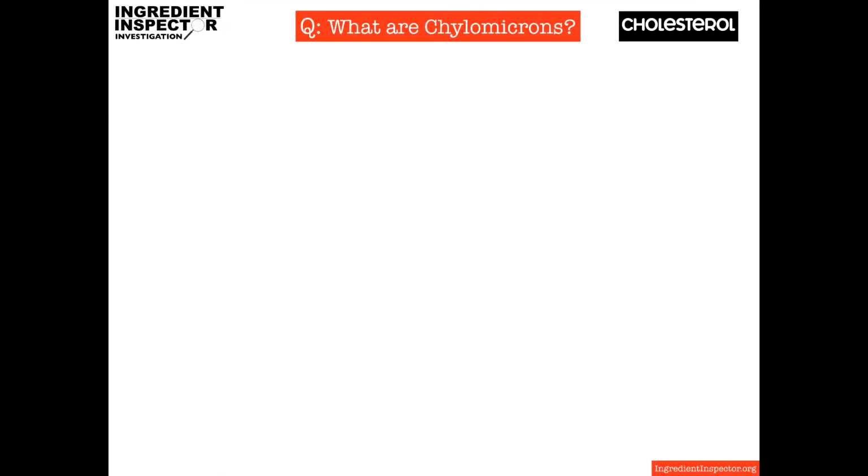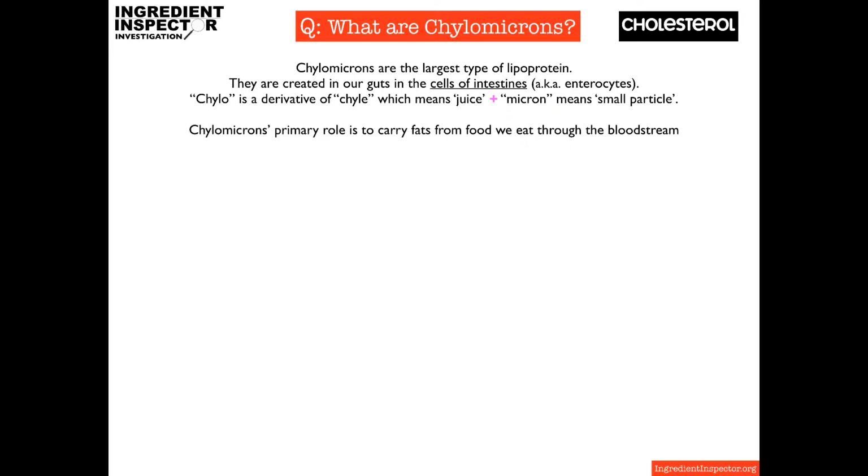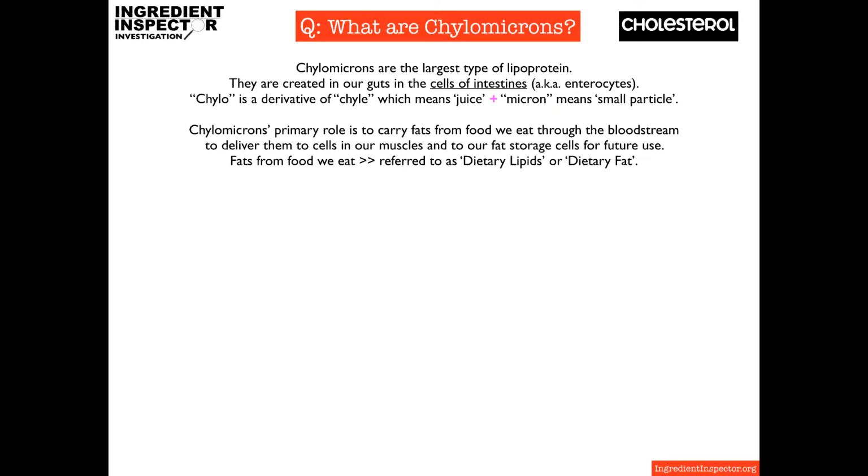What are chylomicrons? Chylomicrons are the largest type of lipoprotein. They are created in our guts in the cells of intestines, also known as enterocytes. Chylo is a derivative of chyle, which means juice, and micron, which means small particle. Chylomicron's primary role is to carry fats from food we eat through the bloodstream, to deliver them to cells in our muscles and to our fat storage cells for future use. Fats from food we eat are referred to as dietary lipids or dietary fat.